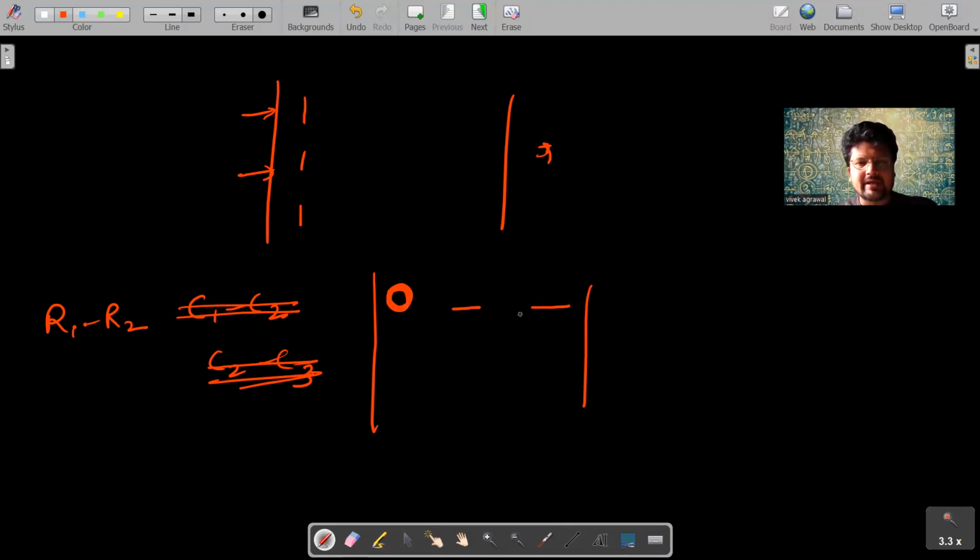And something will get created in row number 1. When you do row number 2 minus row number 3, what will happen? You will be getting 0 here and something will be created here. Now you'll be having 1 and some element will be there. So what you need to do?